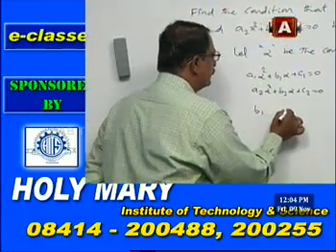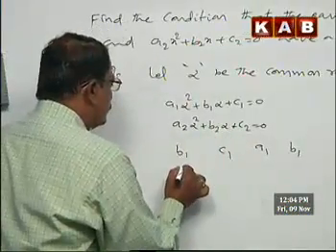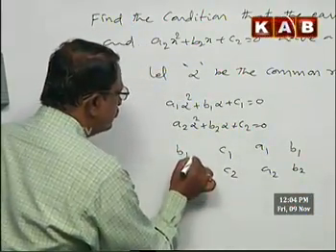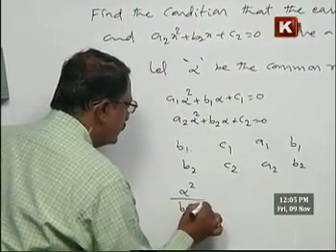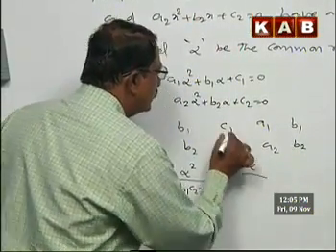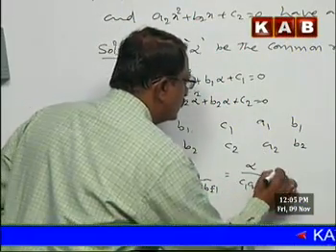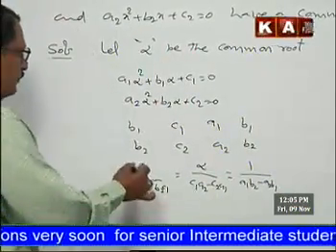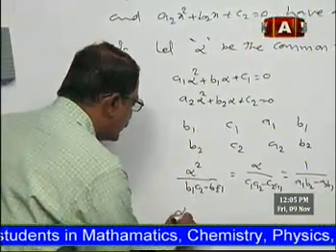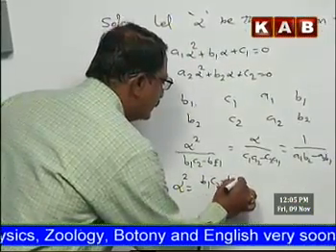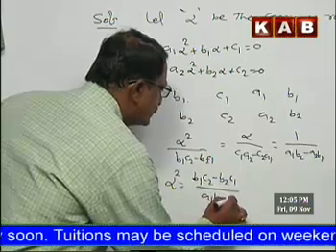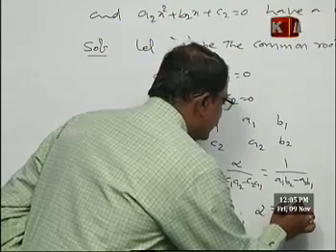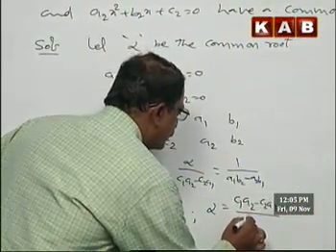Now, first b1, c1, a1, b1, then b2, c2, a2, b2. Now, alpha square by b1 c2 minus b2 c1 equals to alpha by c1 a2 minus c2 a1 equals to 1 by a1 b2 minus a2 b1. Equating first and last, we get alpha square equals to b1 c2 minus b2 c1 by a1 b2 minus a2 b1. Similarly, equating second and third, we get the value of alpha equals to c1 a2 minus c2 a1 by a1 b2 minus a2 b1.